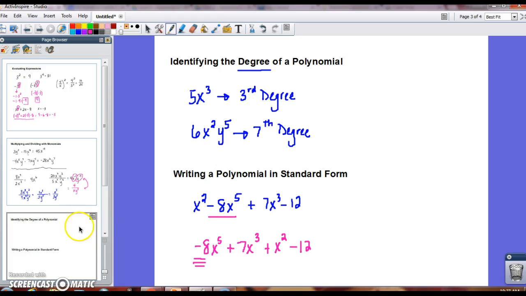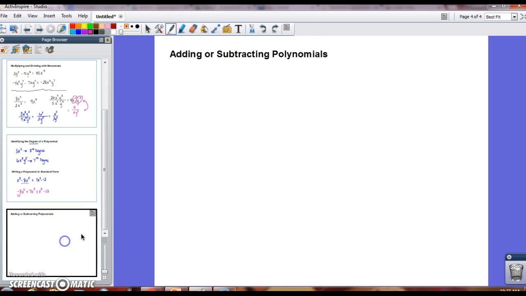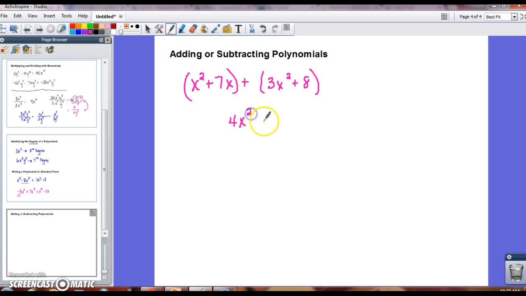Okay, one other thing is just about adding and subtracting polynomials. Make sure you combine like terms, so x squared plus 7x plus 3x squared plus 8. Combine your like terms, so I have x squared plus 3x squared gives me 4x squared plus 7x plus 8, and that is in standard form. Combine your like terms when you're adding or subtracting.